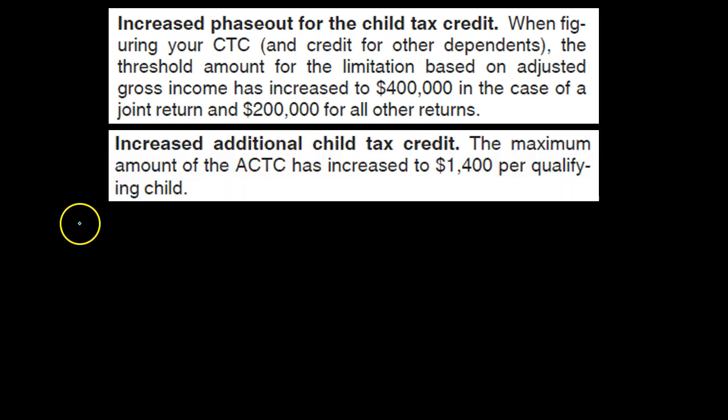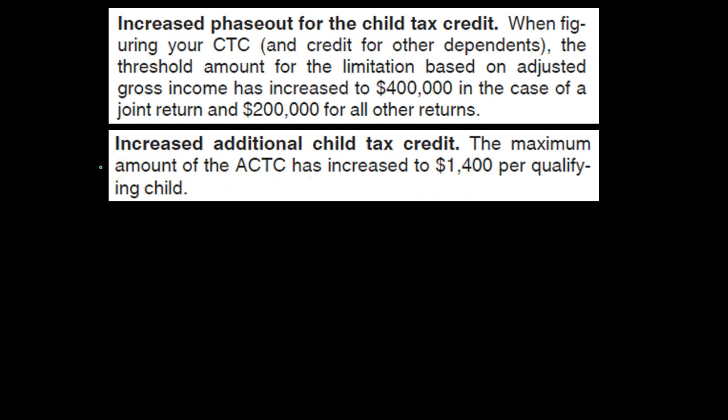There's also an increase of the additional child tax credit, and that's going to be to $1,400. So this concept is a bit more confusing, but it's something that applies to a lot of taxpayers. In other words, if we have income that results in us not owing any taxes, our income is low enough that we don't owe taxes, then we still may get a refund for the child tax credit up to the $1,400, even though we don't owe any money.